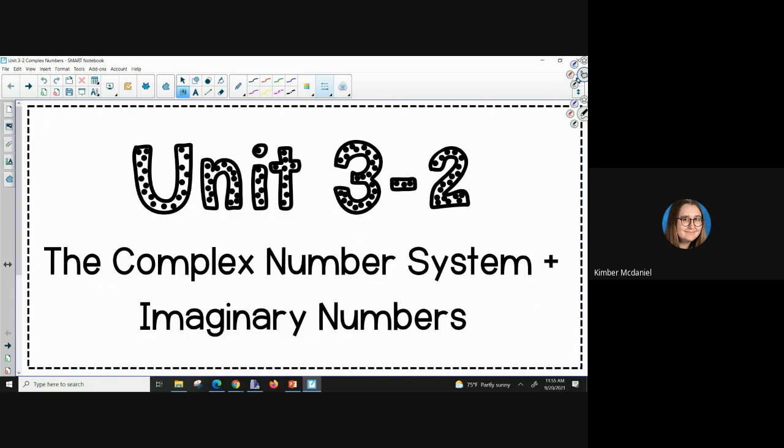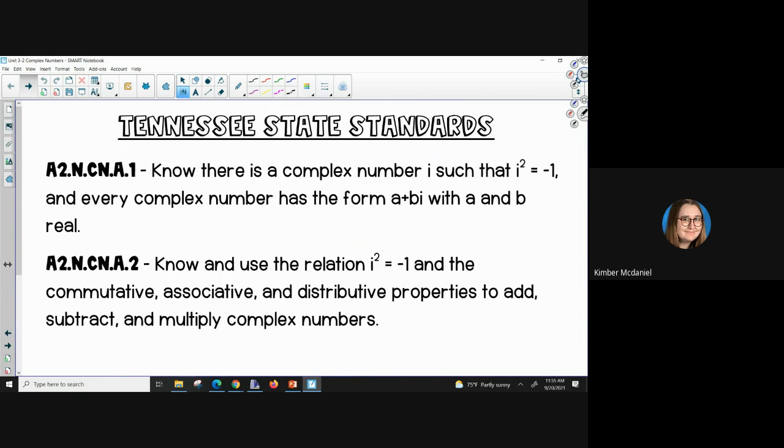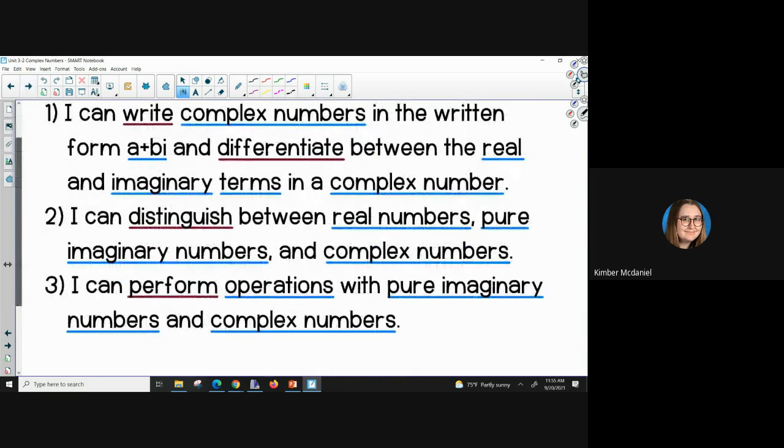Okay. So Unit 3-2 again is over the complex number system and imaginary numbers. Make sure you have your name at the top of your notes. We're going to go ahead and get rolling just because a majority of class will be spent on the actual notes themselves. We have 3 objectives today.